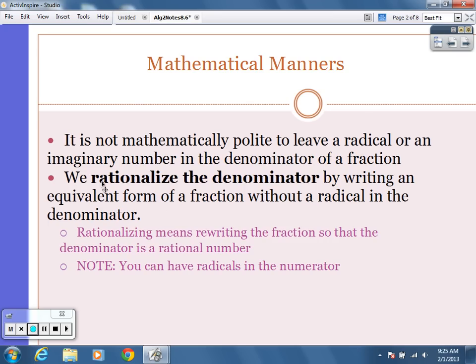The verb that we say when we do this is called rationalizing the denominator. You will hear this phrase, rationalize the denominator, throughout the rest of your mathematical career. Basically the process is we're going to rewrite the fraction into an equivalent form, so it's still going to be equal to the original, but it's going to look a lot nicer. It's not going to have a radical in the downstairs, it's just going to have an integer value. Okay? You can have radicals in the numerator, and in fact, if there was one in the denominator, chances are very, very good there will be one in the numerator, and that is quite all right.